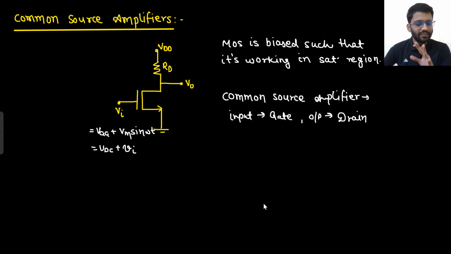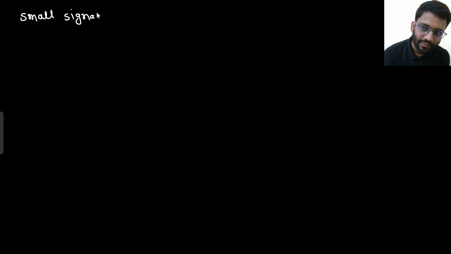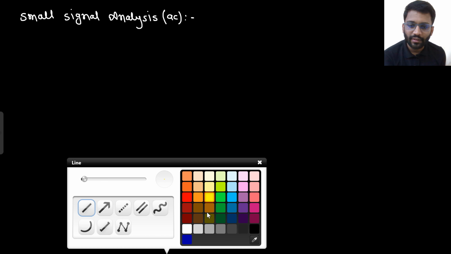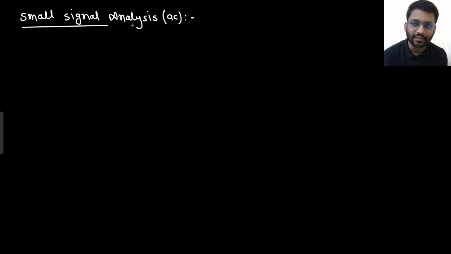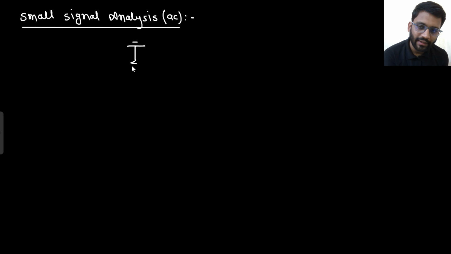What do you mean by small signal analysis? AC analysis. So we will be focusing on small signal analysis, or AC analysis, only. What different do we do in small signal analysis? The DC will be shorted. So this VDD will be shorted. Then RD is directly connected, then directly the MOS is connected. This is the MOS which is connected. Source is common already.